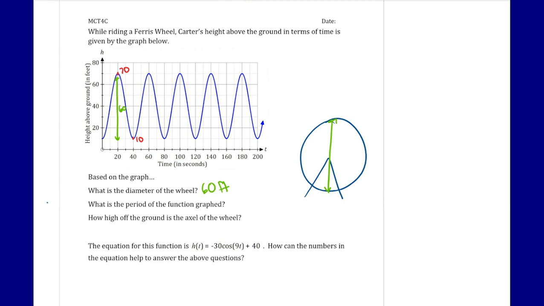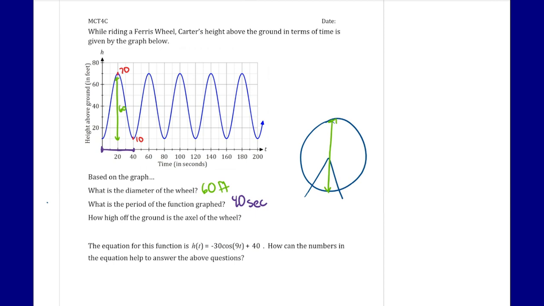What is the period of the function graphed? How long does it take for one cycle? If I look, we start here and end here. I start at the bottom, go to the top, and come back down. That distance is my period, which in this case is 40 seconds. So the period of this function is 40 seconds.